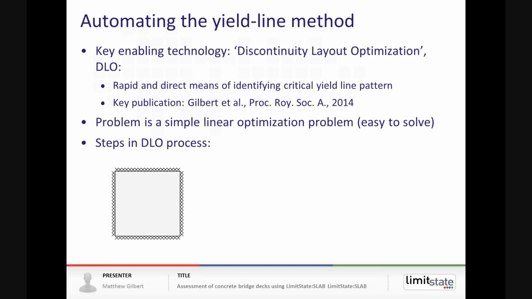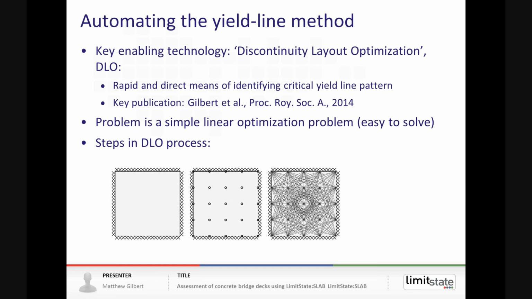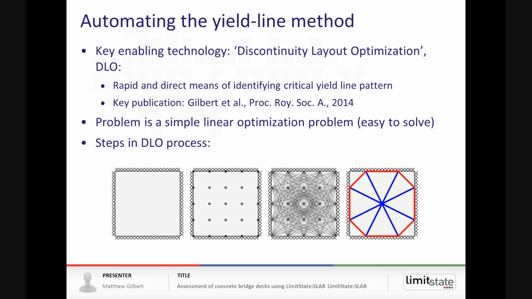In terms of how it works, if you imagine you've got a slab, for example a square slab with fixed support, the first step is that you populate that slab with nodes. Typically we have a uniform distribution of nodes. We then interconnect those nodes with potential yield lines, and then we use optimization to find the critical subset of yield lines at collapse, i.e. the critical yield line pattern. The more nodes we use, the more accurate the solution, and effectively if we have a very large number of nodes, we get solutions which for all intents and purposes are exact.